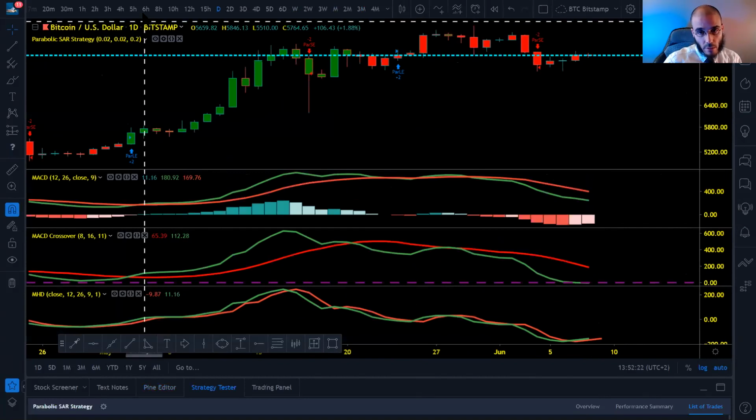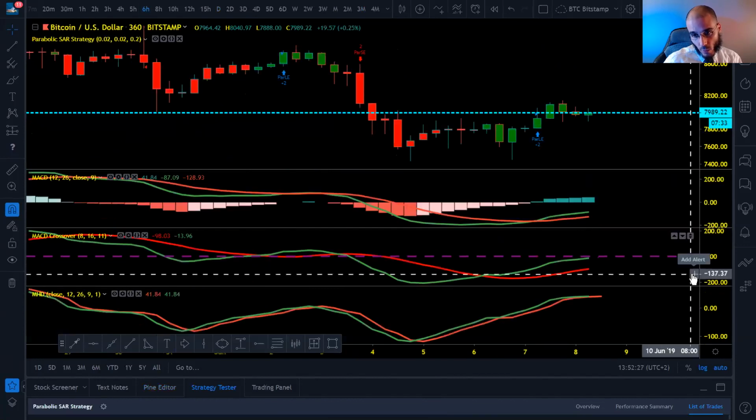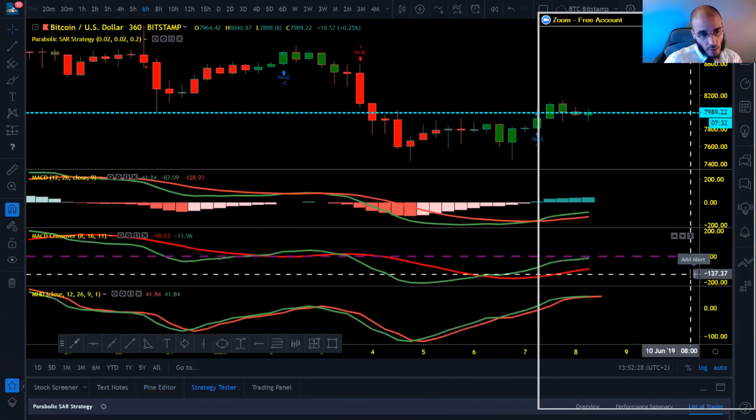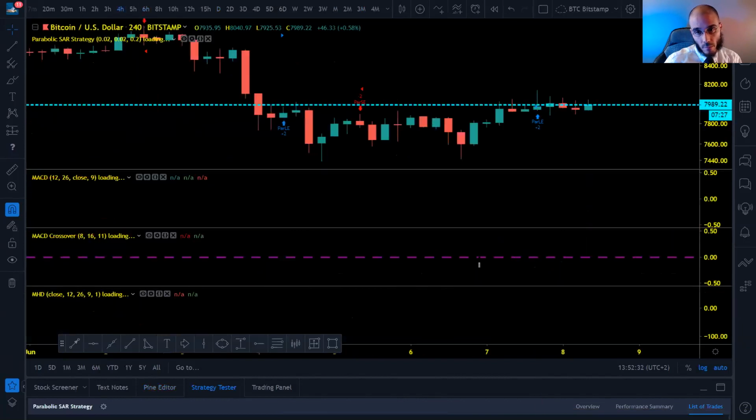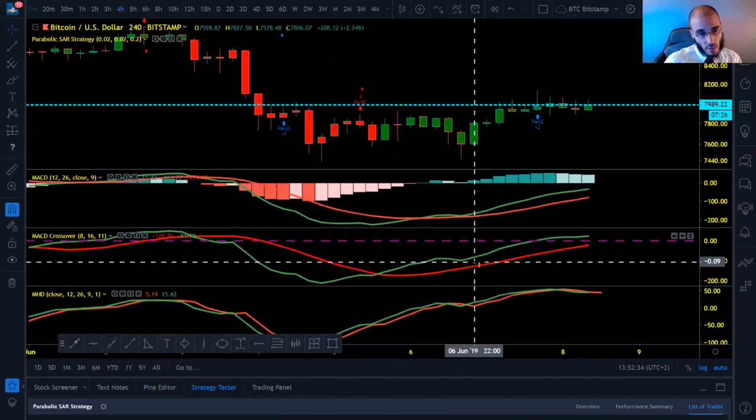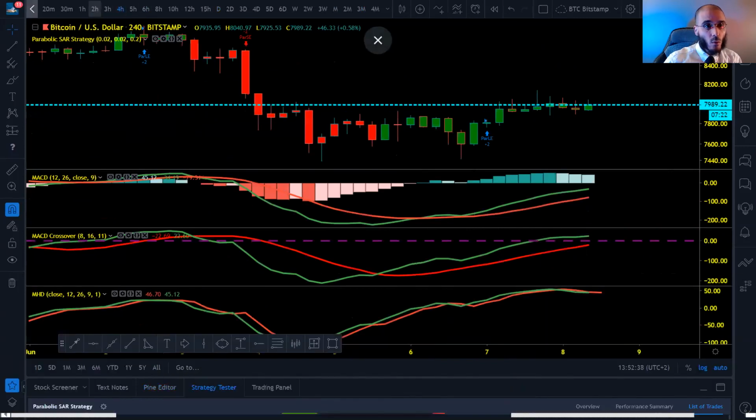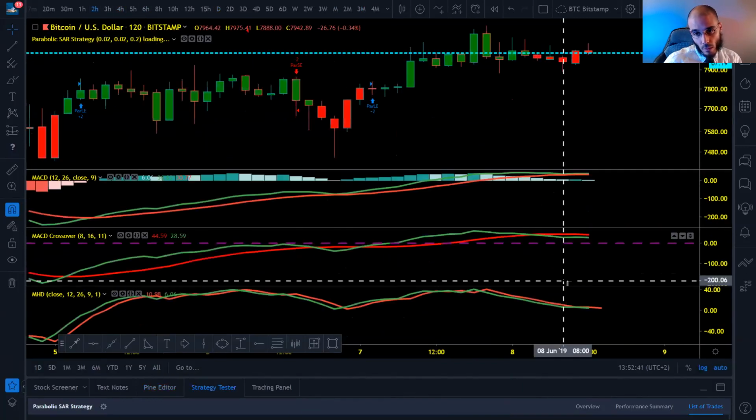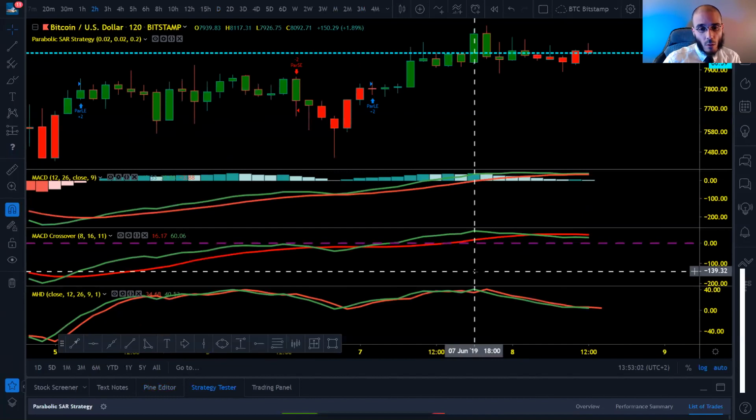Now we're taking a look at the 6 hour chart, and we are positive, just as yesterday. 4 hour chart, positive, just as yesterday. And 2 hour chart, well, the 2 hour chart just turned negative. Yesterday it was positive. So there's a slight change according to MACD, and we are more negative now than we were yesterday, but only on a low time frame.